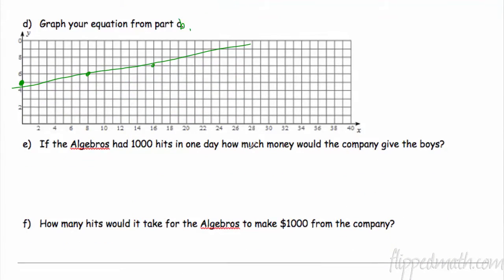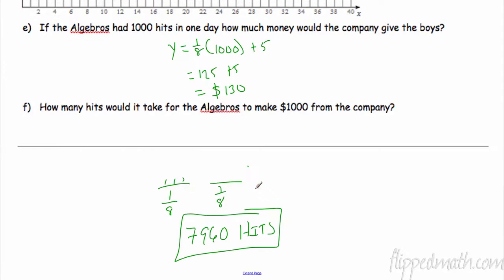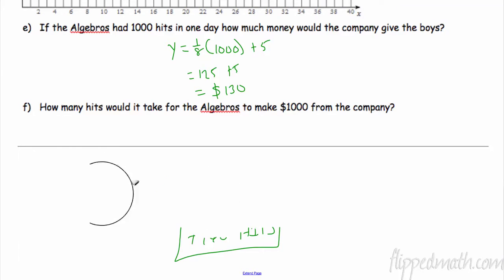All right, if the algebros had 1,000 hits in a day, how much would they make? So use our equation: 1/8 times 1,000 hits plus 5, right? 1/8 times 1,000 is 125. Plus 5, we'd have $130. Whoa, we're rich. Whoa, look at that. The answer's already there. Let's see if I can work it out again.